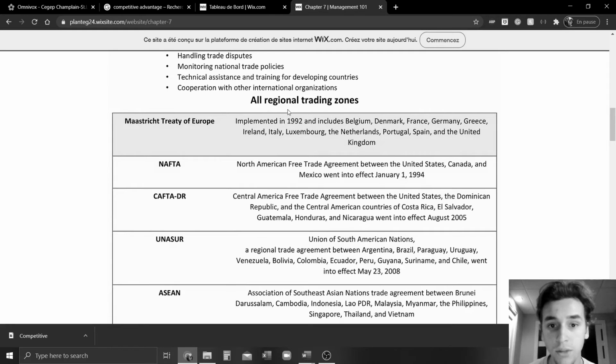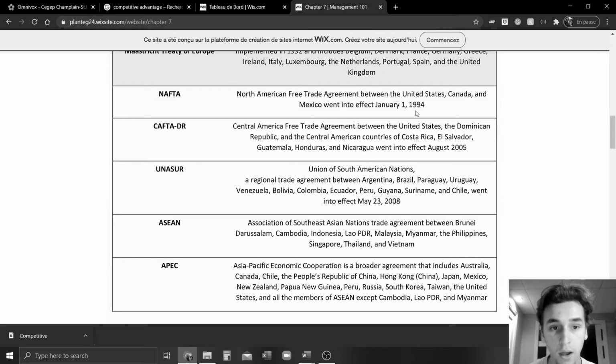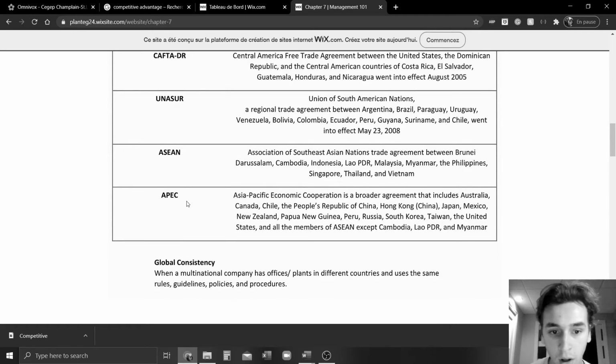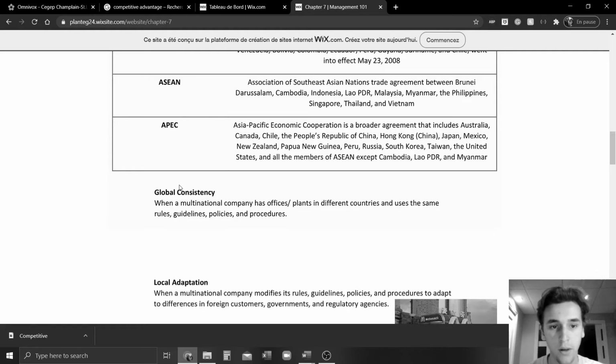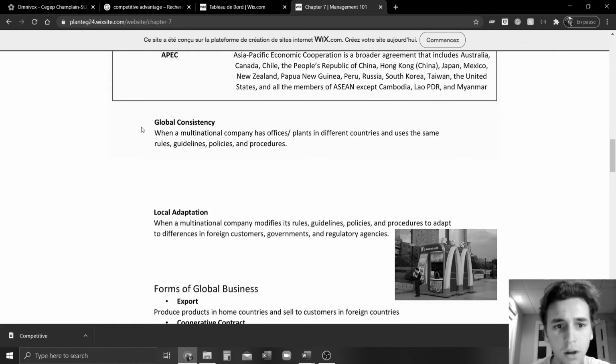So here are all the regional trading zones. As for Canada, we're part of the NAFTA, and here are all the other bigger agreements. Now, a business can opt for global consistency or local adaptation when they come from a home country and go to a foreign country. Global consistency is when a multinational company has offices and plants in different countries and uses the same rules, guidelines, policies, and procedures.